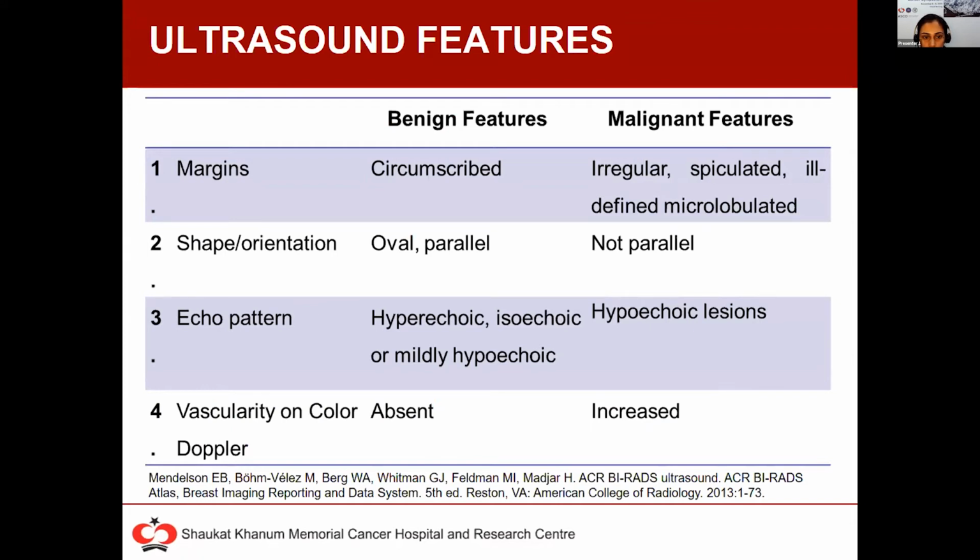Masses with circumscribed margins were categorized as benign, while not circumscribed margins, which included irregular, spiculated, ill-defined, and microlobulated, were termed as malignant. Oval and parallel masses were categorized as benign, while not parallel orientation was taken as malignant. All malignant masses have hypoechoic echo pattern, while benign can have hyperechoic, isoechoic, or mildly hypoechoic. Presence of increased vascularity was taken as a malignant feature.